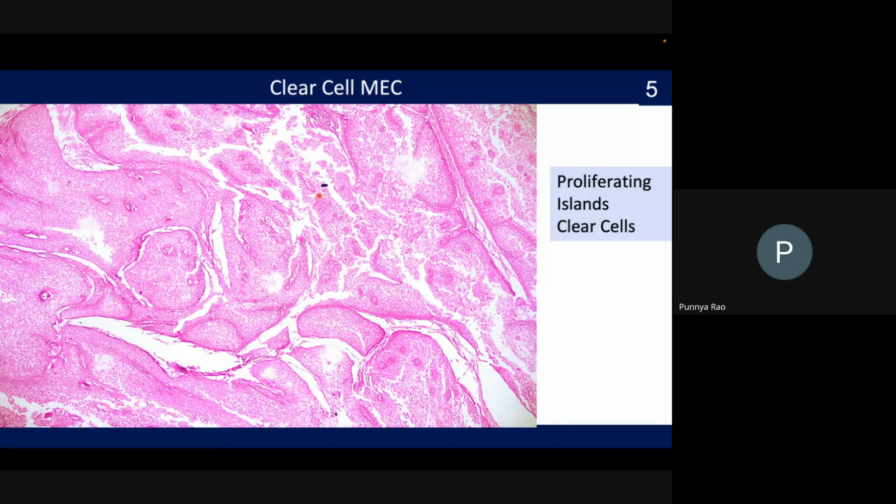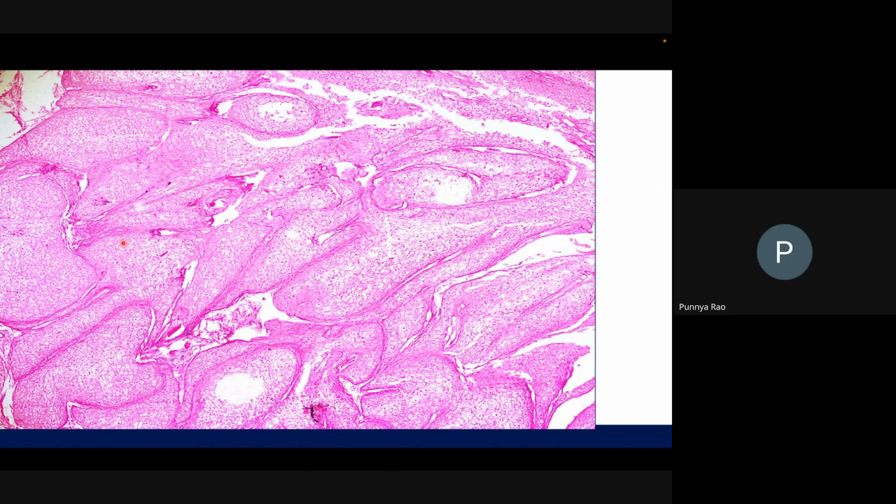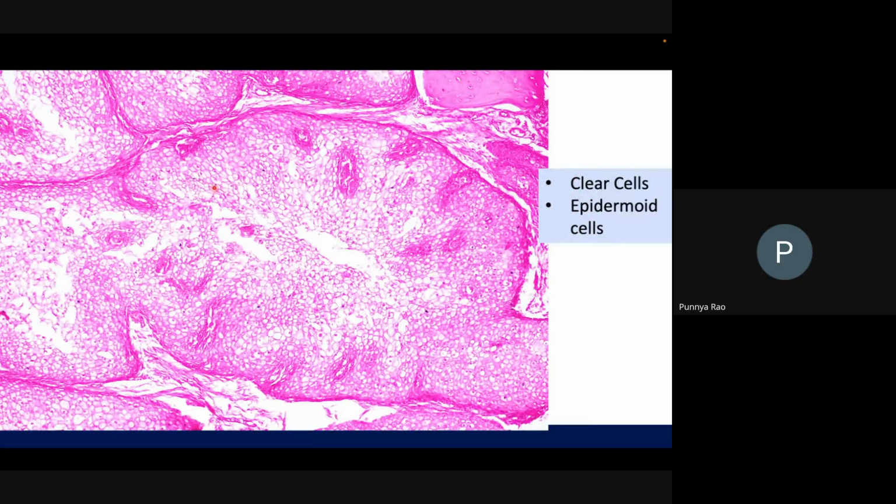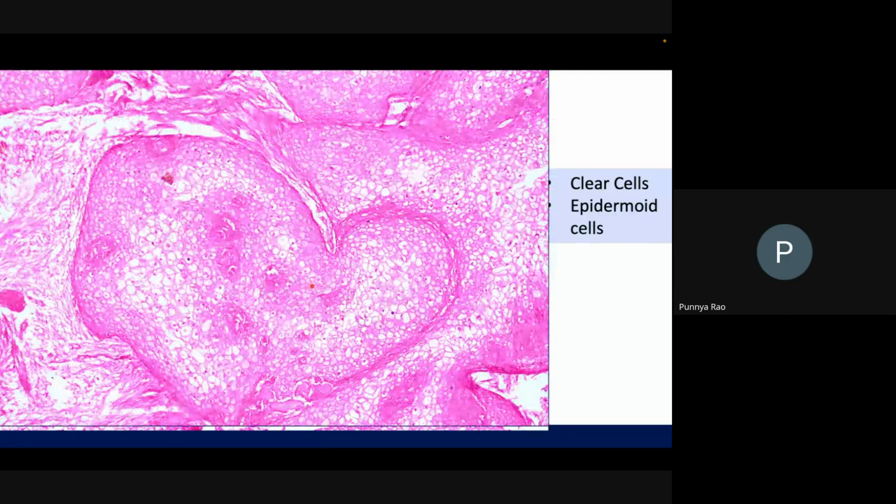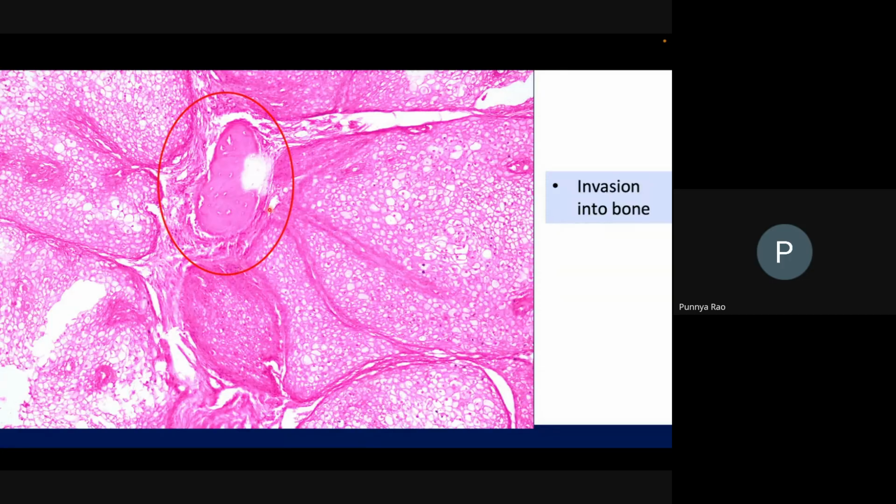Okay, one more case of a clear cell mucoepidermoid carcinoma. This case presented with sheets of only clear cells. There were clear cells everywhere, a lot of islands filled with clear cells. The clear cells had nice, well-defined boundaries and a centrally placed nucleus. Few epidermoid cells were also seen at the periphery, but otherwise there was nothing. There were focal areas of duct-like areas and focal pearl formation. It was invading into the bone.